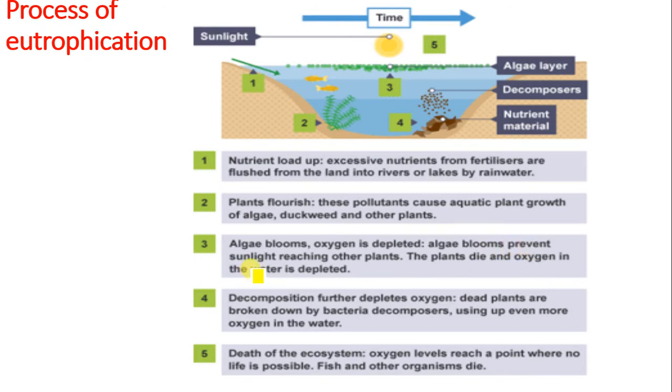Algae bloom prevents sunlight reaching other plants. The plants die and oxygen in the water is depleted. Decomposition further depletes oxygen. Dead plants are broken down by bacteria, decomposers, using up even more oxygen in the water. So death of the ecosystem: oxygen level reaches a point where no life is possible. Fish and other organisms will die. This is the process of eutrophication. In case you are asked, it comes out at times as a 6-mark question, and I expect you to be able to answer it.